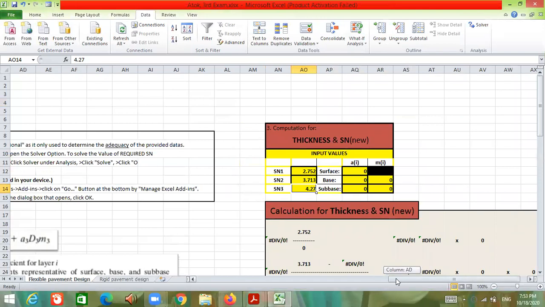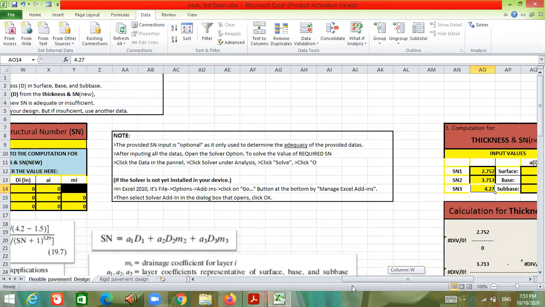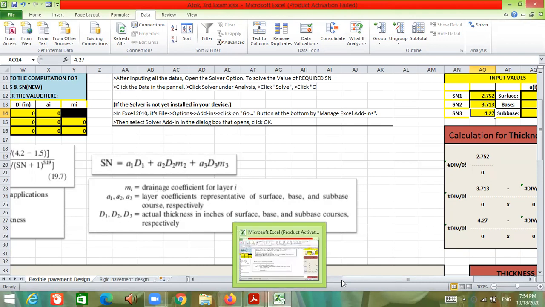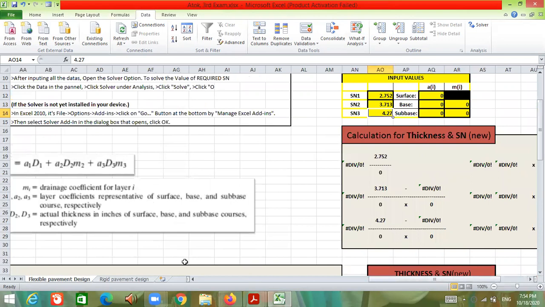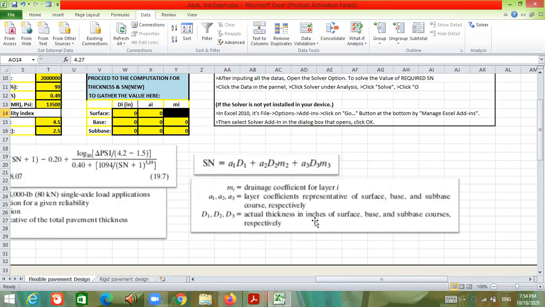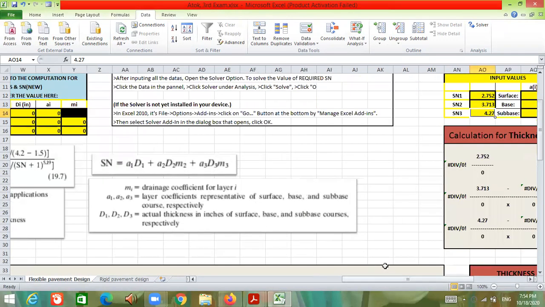And by the way, the formula used in solving for our provided structural number is this formula, in which the layer coefficient is just to be multiplied by the thickness that we are going to solve here, plus the base layer coefficient multiplied by the thickness of the base and the drainage coefficient. And lastly, for the subbase. If you are wondering, there is no drainage coefficient for our surface. The reason is that it is not existing in our structure.